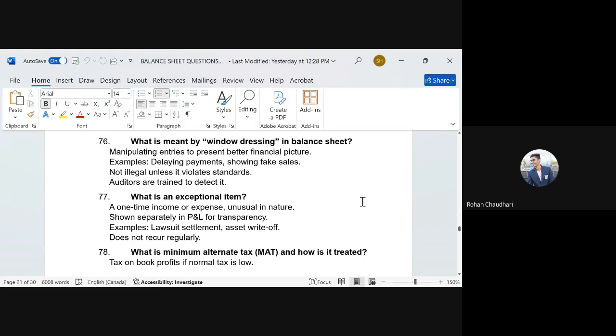What is meant by window dressing in balance sheet? Manipulating entries to present a better financial picture. Examples: delaying payments, showing fake sales. Not illegal unless it violates standards. Auditors are trained to detect it.